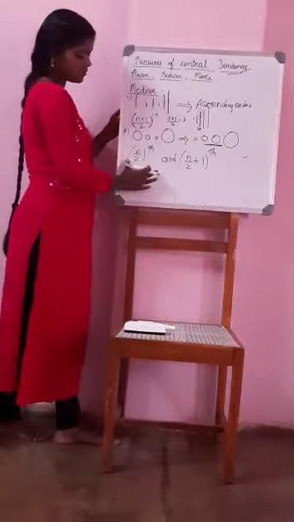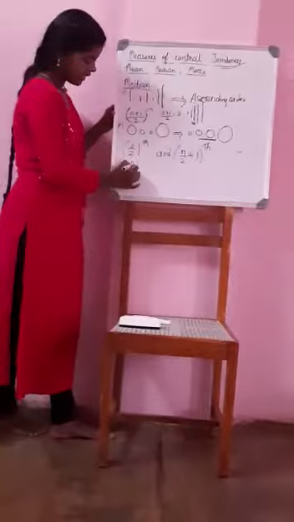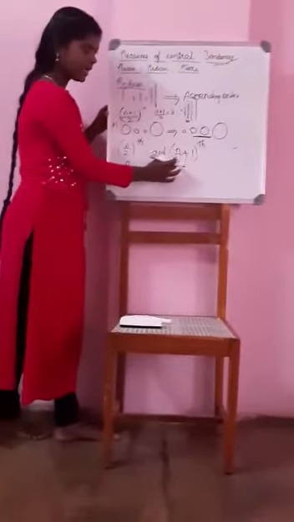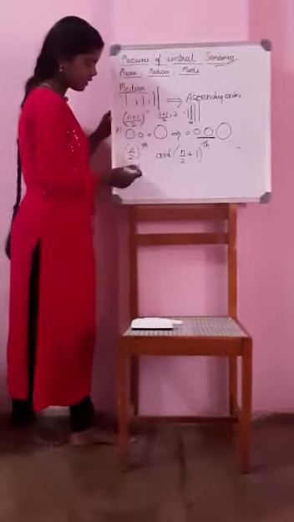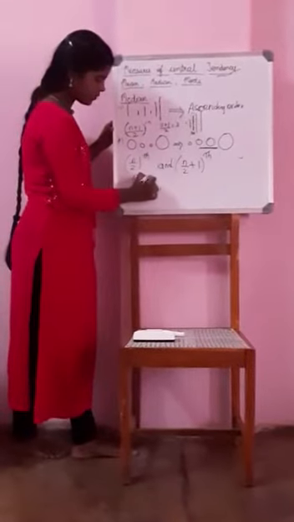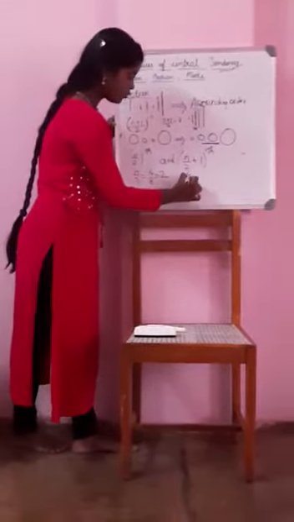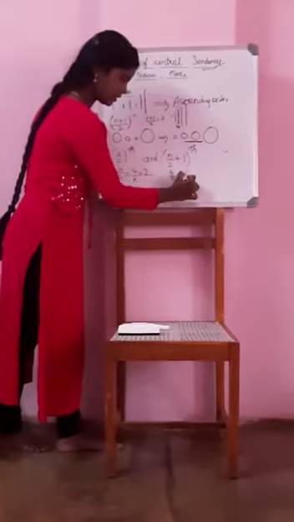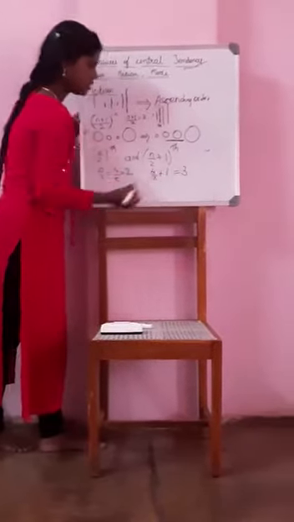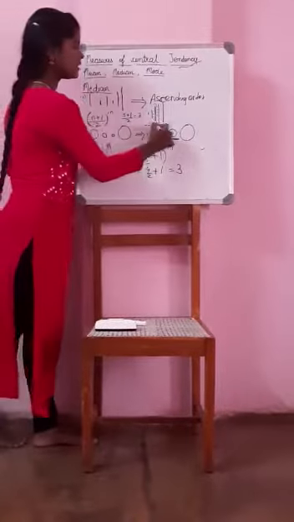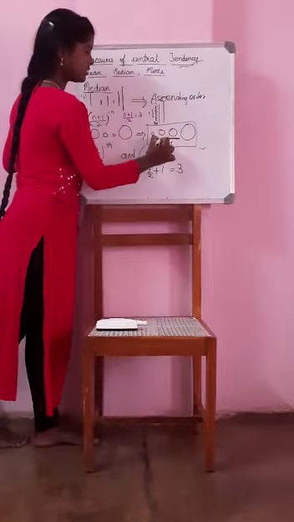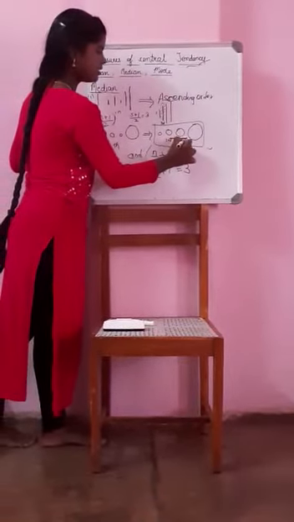How do I know this using a formula? n by 2 and n by 2 plus 1. What will this n by 2 give me? 4 by 2 is equal to 2. 4 by 2 plus 1 is equal to 3. So the median of this circle is the second one and the third one.